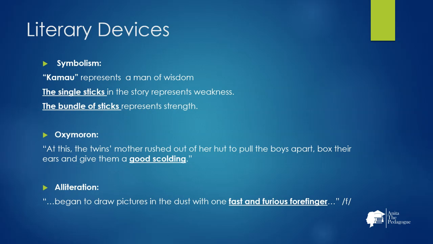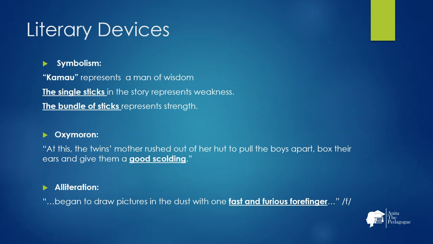We also have the use of oxymoron, where two contradictory words are put side by side. So our example is: at this point, the twins' mother rushed out of her hut to pull the boys apart, box their ears, and give them a good scolding. So, good scolding. Scolding is not something that is supposed to be fun or good. So, putting these two contradictory words side by side tells us that this is the use of the literary device or the figure of speech oxymoron.